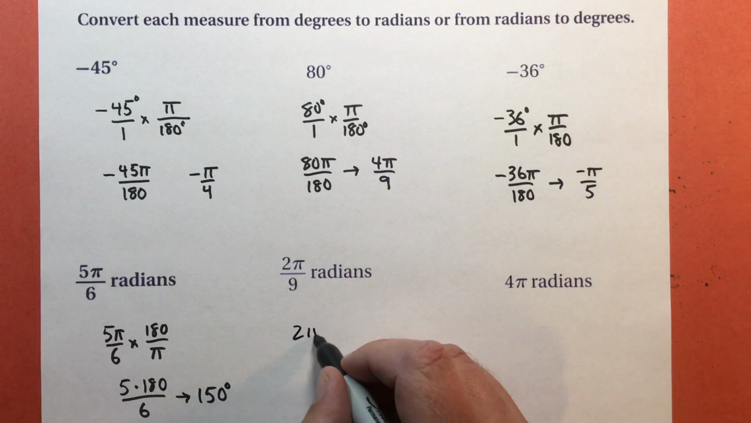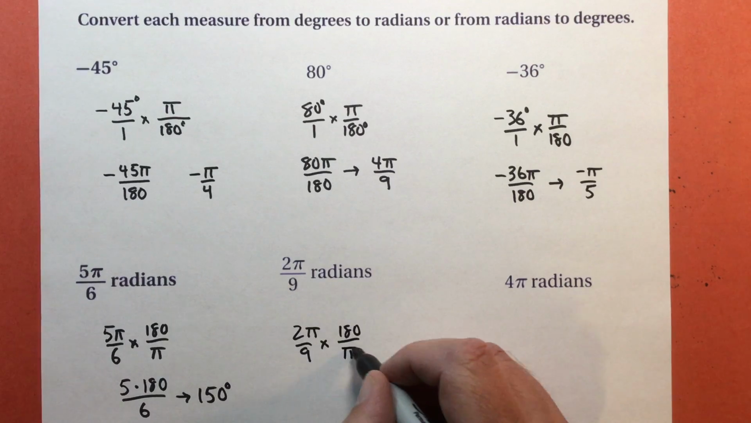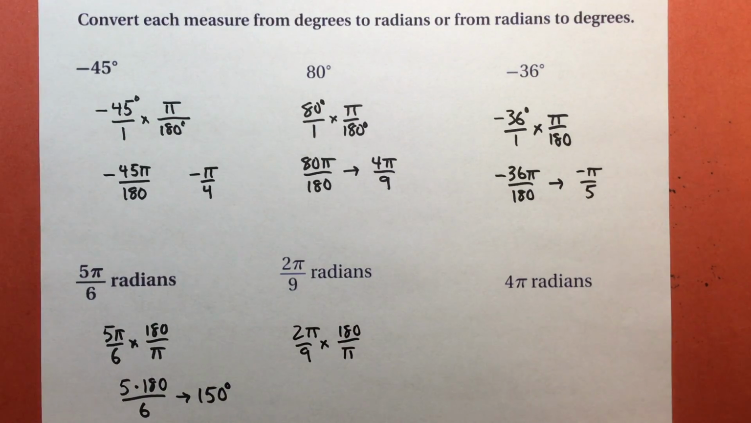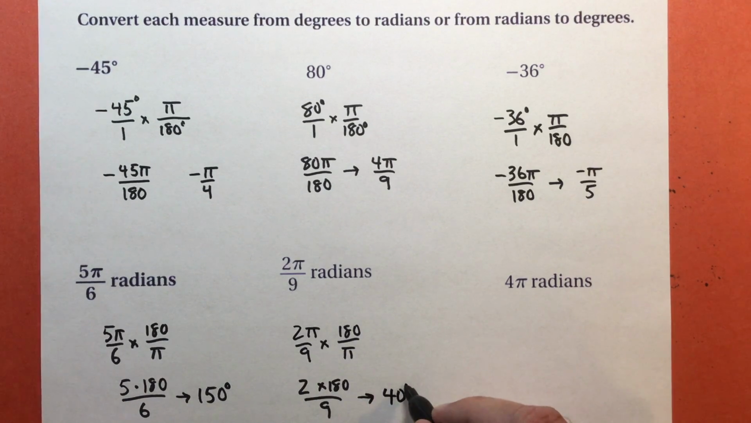2 pi over 9 times 180 over pi. Again, the pi's are going to reduce, and I've got 2 times 180 over 9 after I eliminate the pi. Again, you can multiply 2 times 180, you get 360. 360 divided by 9 is going to be 40. Or you can take the 180 divided by 9. That's going to give you 20. 2 times 20 equals 40. Either way, however you want to do it, you're going to get 40 degrees.